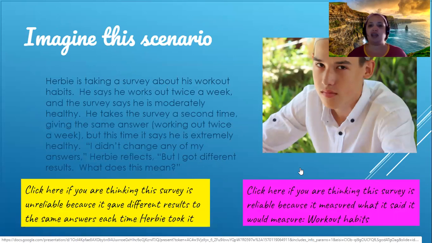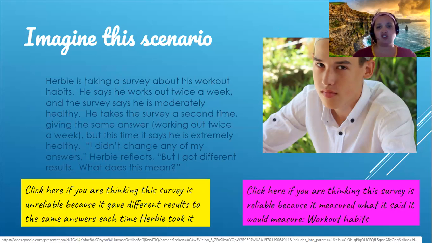So let's imagine here we have Herbie again. You know, Herbie likes to go through a lot of changes. He's taking a survey about his workout habits. He says he works out twice a week. Go Herbie. And the survey says he is moderately healthy. So he takes this survey again, and he says, I work out twice a week. He doesn't change any answers. But this time, he's told he is extremely healthy.